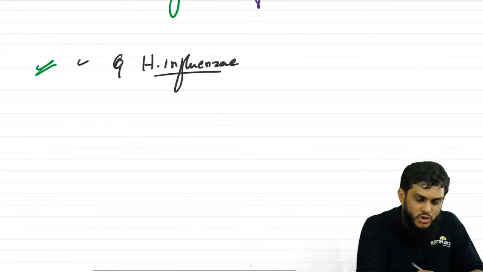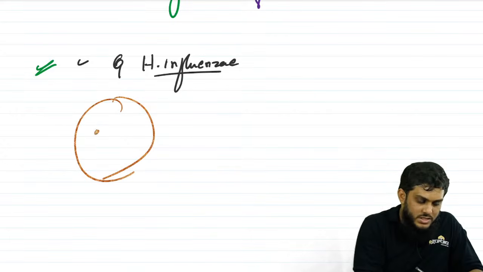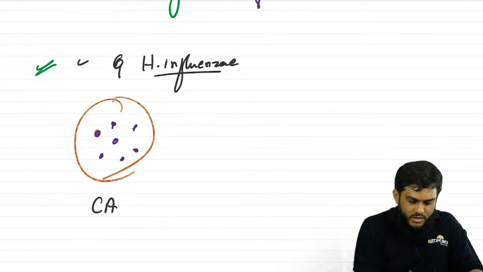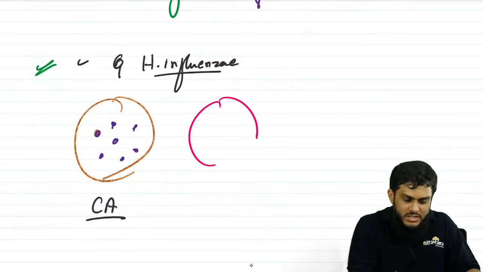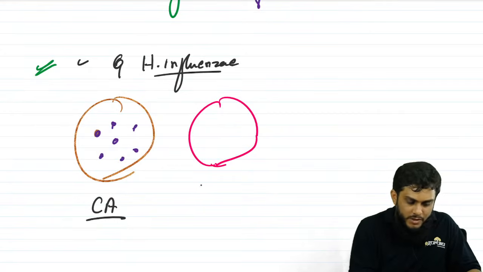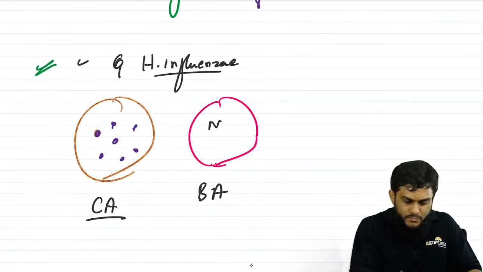We know that chocolate agar is brown in color. On the chocolate agar, if we see the colonies, it is Haemophilus influenzae. Whereas blood agar, which contains blood and is red in color, I will write BA. If we see no growth there, then we can think of Haemophilus influenzae.